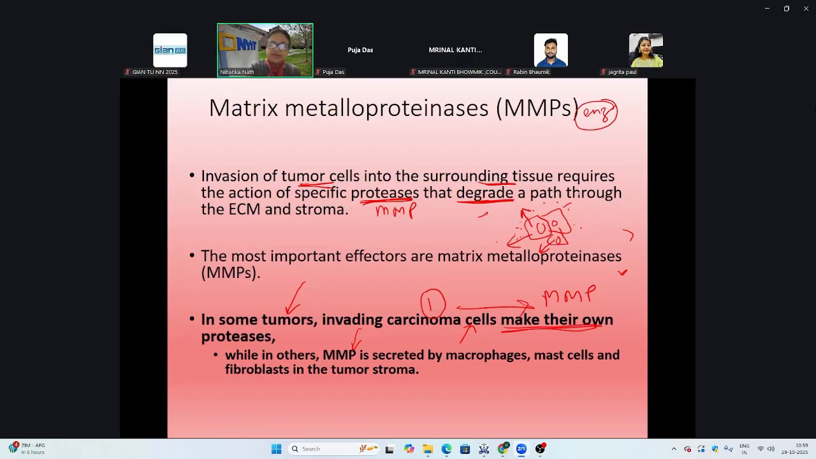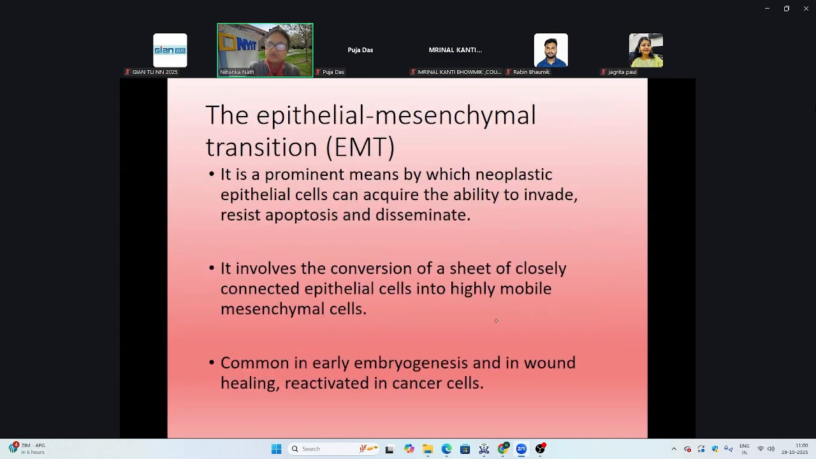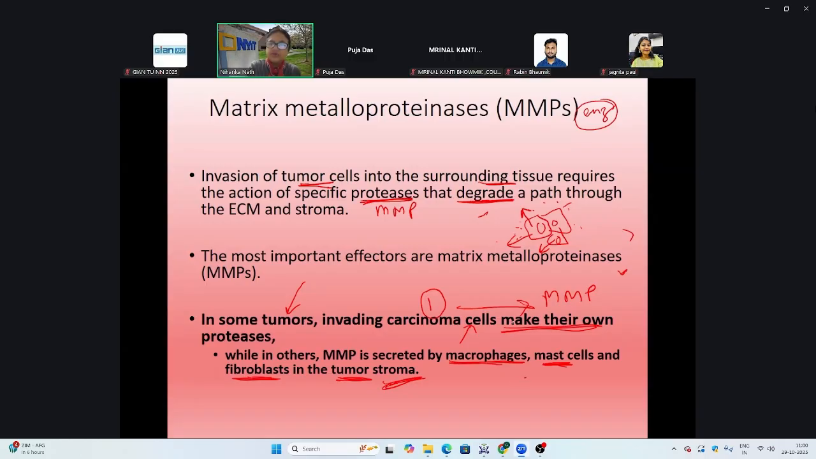In other cancers, and every tumor is kind of different, the macrophages, which are neighboring cells, the mast cells, which are neighboring cells, and the fibroblasts, connective tissue, all surround the tumor in the microenvironment called the stroma, and they secrete it. So the cancer cell, let me see if I can diagram. Here's the cancer cell again. Let me draw the cancer cell here again.